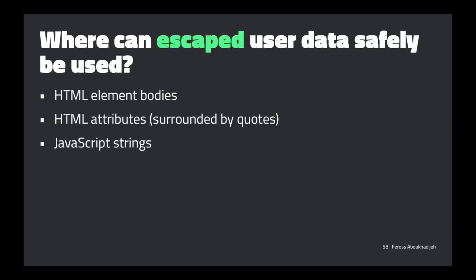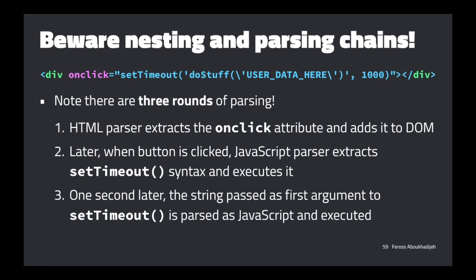So anyway, TLDR, you can escape user data safely in these 3 contexts, avoid the other ones. Just a few final notes, so beware of nesting parsing chains. You can see in this example, we have user data that's in a string in a function that's in a string that's passed to a setTimeout that's in an attribute of an HTML element. So if you do that, and you're trying to figure out how to escape this, you're going to have a hard time.